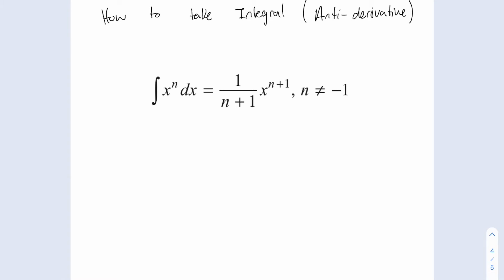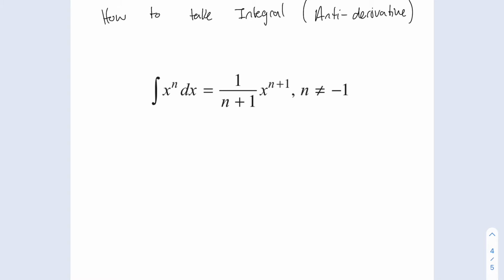Okay, so to do an integral of the function x to the n, this is the notation here, you add 1 to your exponent, so it's n plus 1, x to the n plus 1, and then you divide by that new exponent. Okay, it's just the reverse of what we were doing before. Instead of dropping the exponent and then subtracting 1 from the exponent, now you are adding 1 to the exponent and then dividing the function by that new exponent.